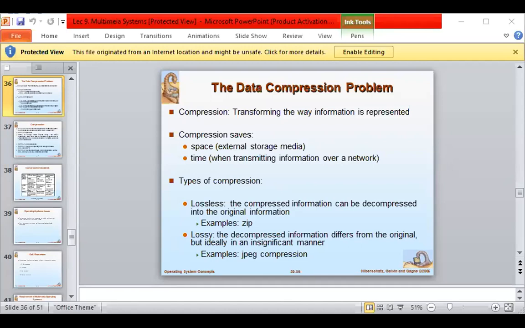The types of compression we can have are lossless, where the compressed information can be decompressed into the original information, such as zip files, while in lossy techniques, the decompressed information differs from the original, but ideally in an insignificant manner, and the example given is JPG compression.